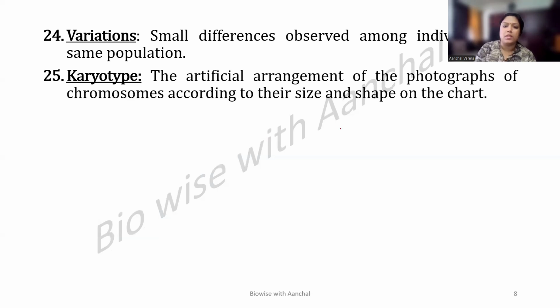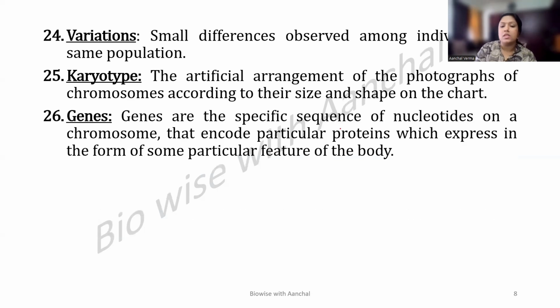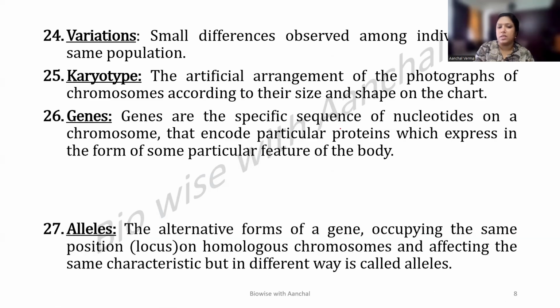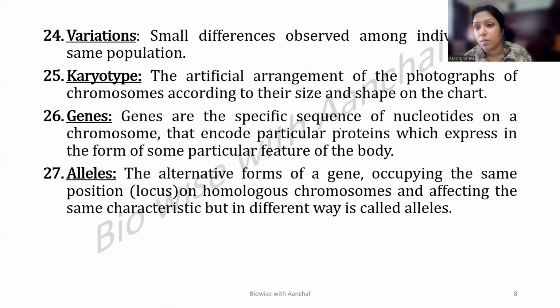Okay. Next one, genes. This we have already done. Genes are a specific sequence of nucleotides on the chromosomes and encode for particular protein which expresses the form or some particular feature of the body. Please stick to the definition. What is the alternate form of genes? That is alleles. Now, character is to genes and trait is to alleles. Okay, remember this. Character is to genes and trait is to alleles.